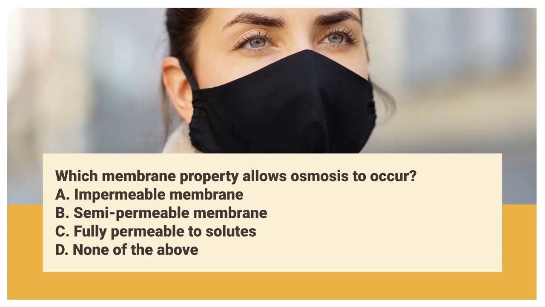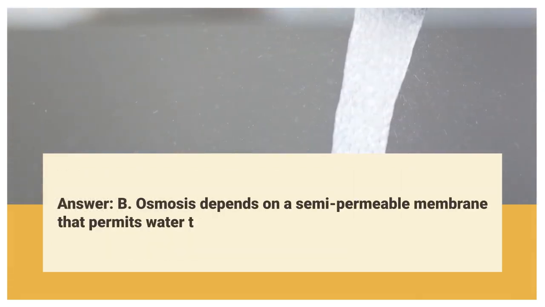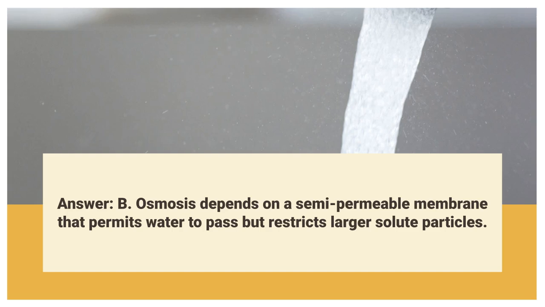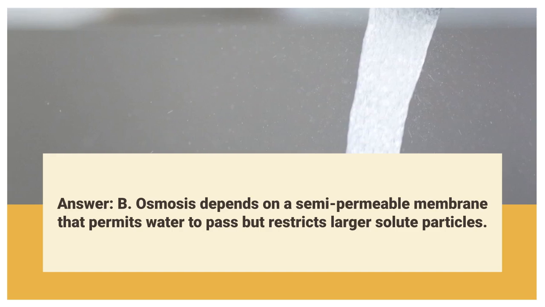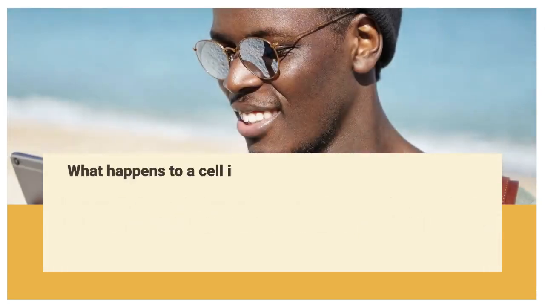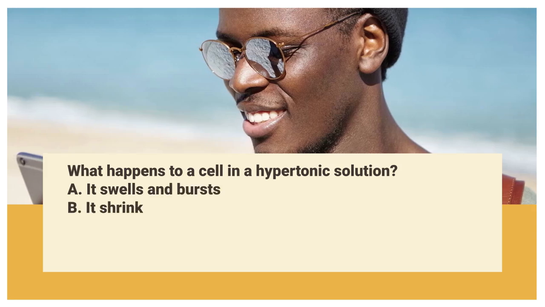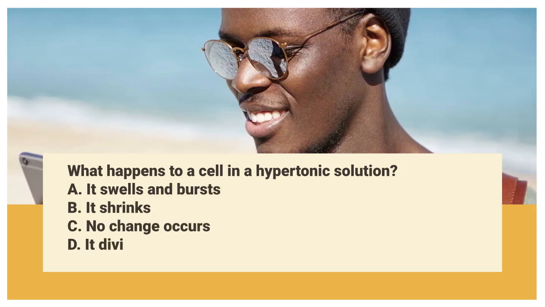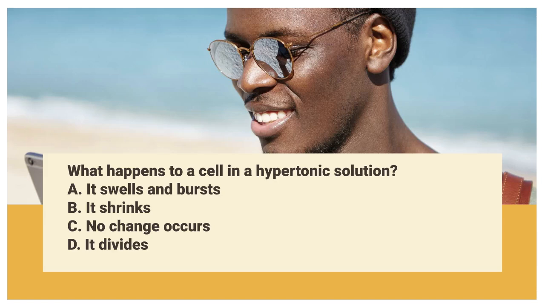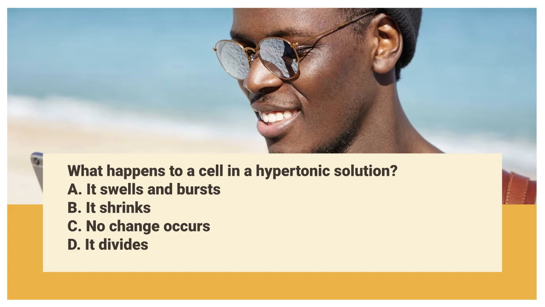The correct answer, B. Osmosis depends on a semi-permeable membrane that permits water to pass but restricts larger solute particles. So only water can pass through. Next question. What happens to a cell in a hypertonic solution? A. It swells and bursts. B. It shrinks. C. No change occurs. D. It divides.